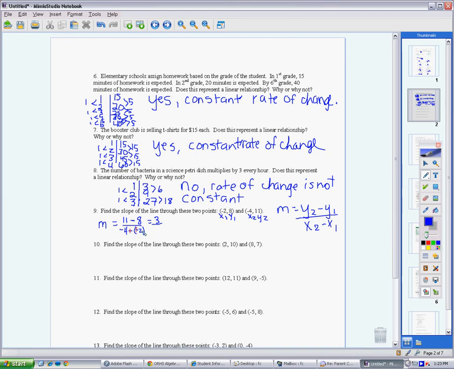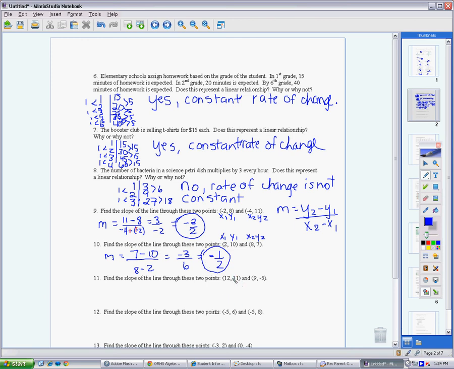So I get negative 4 plus 2, which is negative 2, and my slope is negative 3 over 2. Number 10, label your points, x1, y1, x2, y2. Plug them in. M equals 7 minus 10 over 8 minus 2. Simplify. Negative 3 over 6. Reduce my fraction, negative 1/2.